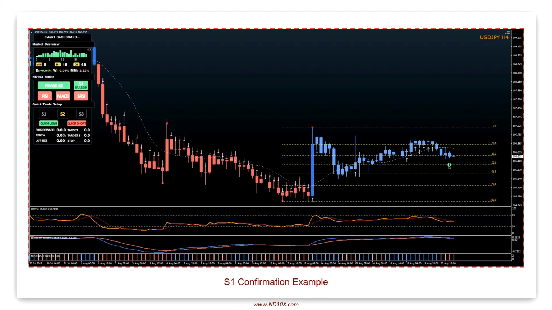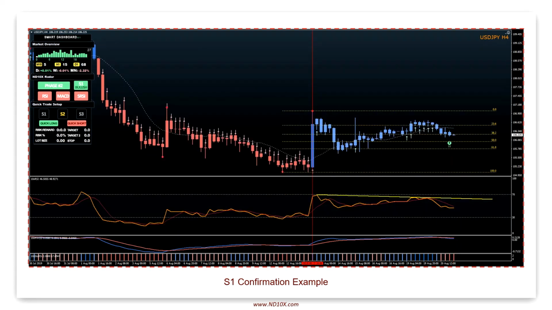Let's see how that looks on our dollar yen example. So what we are looking to see is a red bar on the stochastic RSI. In this case, we have that, so we can say, okay, this S1 looks confirmed. The RSI part is slightly different, but it's not that hard.